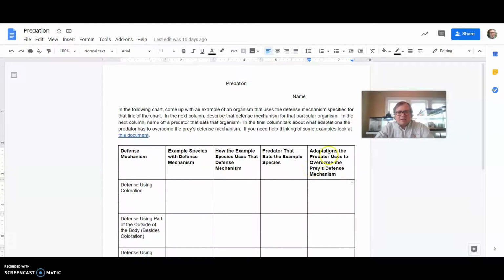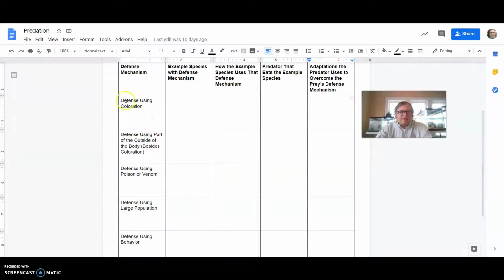And then in the last column, you want to talk about adaptations the predator uses to overcome the prey's defense mechanism. So what do those bee-eating birds do to avoid the warning coloration that they would have been given there? Or, how do they avoid the stinging mechanism along with that? So again, you're going to look at what the predator does to overcome the defenses that the prey has. This is why we talk about in a lot of cases, even though prey has ways to defend itself, there's usually at least one type of predator that can break through that defense, at least at some point in the animal's life.